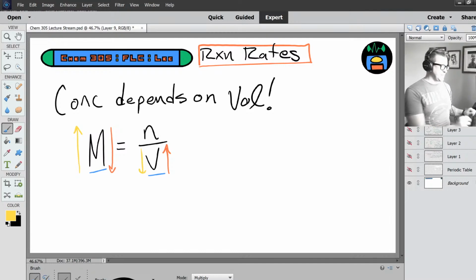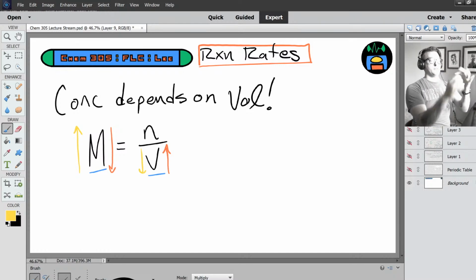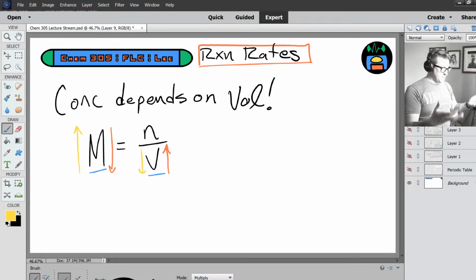The two are inversely proportional. So if you want something to happen slowly, put it in a huge volume. If you want something to happen fast, don't give it a lot of room to roam. Put it in a small little volume so they're going to be banging into each other and the reaction will occur quickly. I should say quicker because there are more collisions.